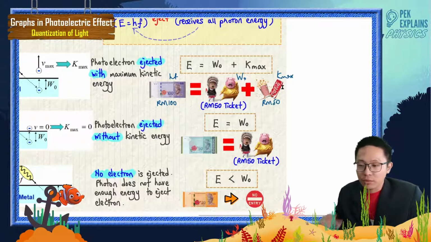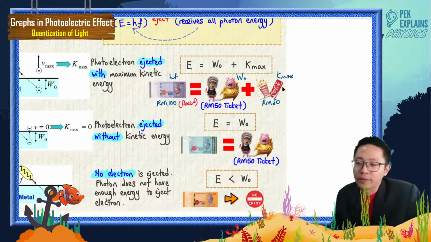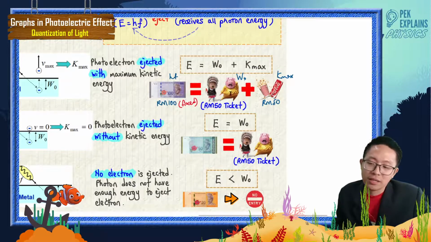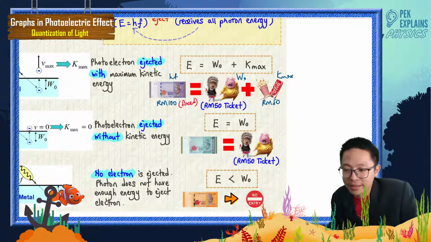Now what if the light I fix, this one I fixed already because I use the same type of light. The 100 ringgit is fixed, but I change the metal. I change the metal means I change the price of the ticket. Understand? Now what if the ticket now sells at a higher price? That means now I sell the ticket at 70 ringgit.